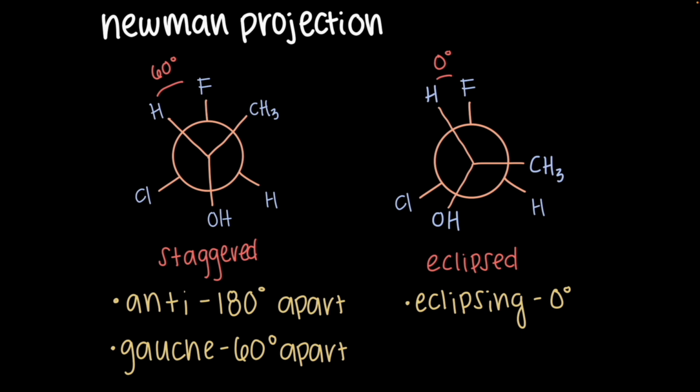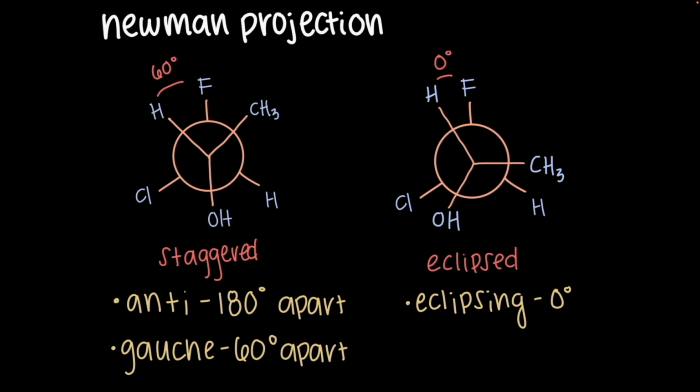For the staggered conformation, any groups that are 180 degrees apart from each other will be anti. So we can have the fluorine and OH group anti, the CH3 and Cl anti, and the H and H anti. For gauche interactions, any groups that are 60 degrees apart in the front and back carbons can be gauche to each other.